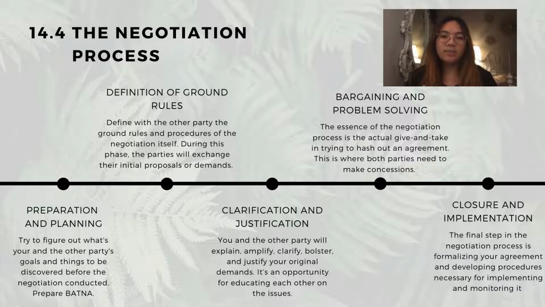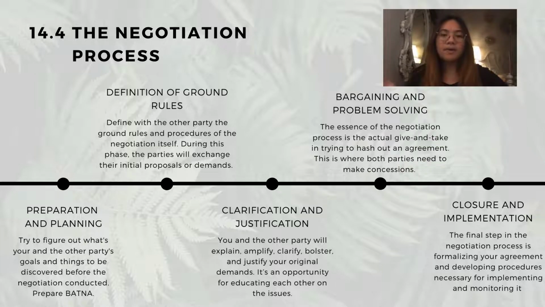And the next step is definition of ground rules. After planning and preparing a strategy, the next thing to do is set the ground rules and procedures of the negotiation itself. The questions are: who will do the negotiating, where will it take place, what time constraints, if any, will apply, to what issues will negotiation be limited, and will you follow a specific procedure if an impasse is reached. During this phase, the parties will exchange their initial proposals or demands.